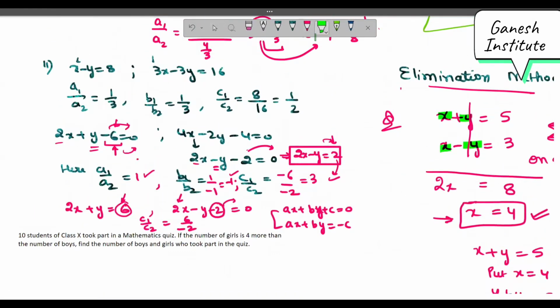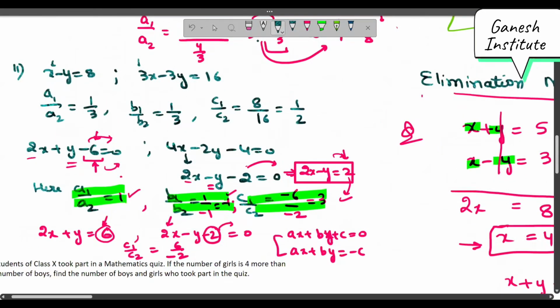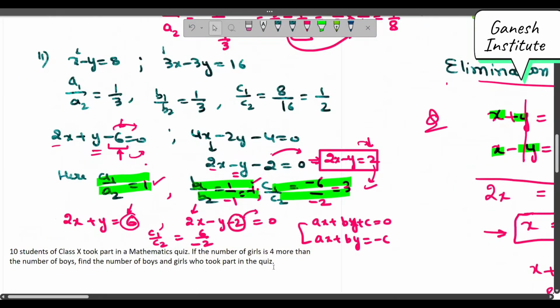Kind of confused where we are. Okay, no problem. This is A1 over A2. This is B1 over B2, and this is C1 over C2. I would say this is consistent. Consistent, and which case? Intersecting or coincident?